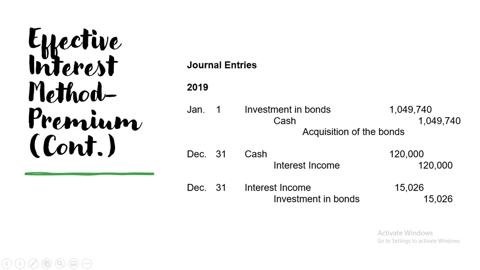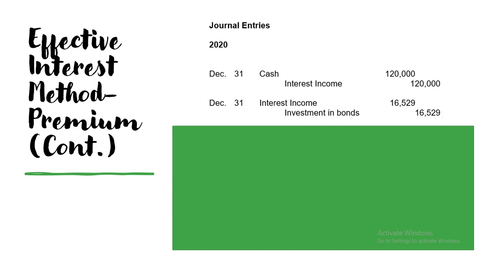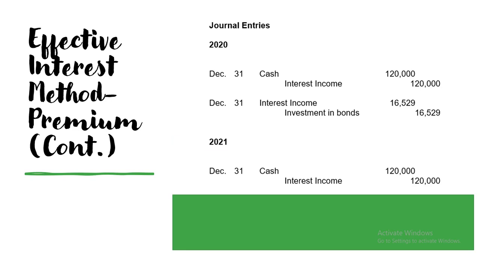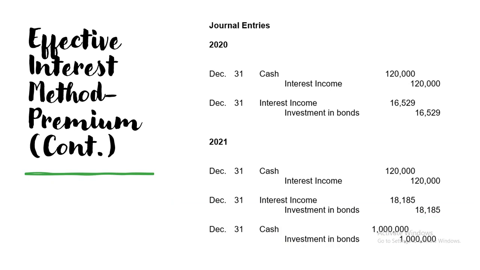Okay. And then it would also decrease the amount of investment in bonds. That's why we credit investment in bonds for 15,026 pesos. Then for 2020, first is the annual interest received. Then this premium amortization. 2021, annual interest received again. And then premium amortization and the collection of the investment in bonds. So these are the journal entries for the effective interest method premium.